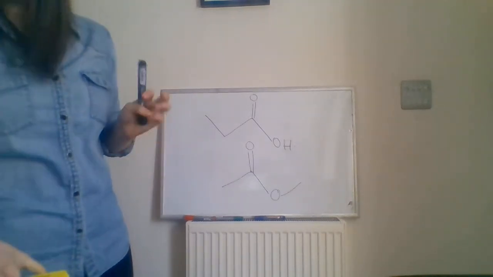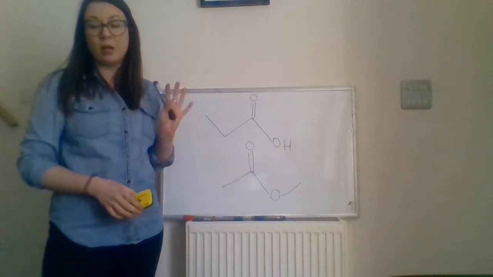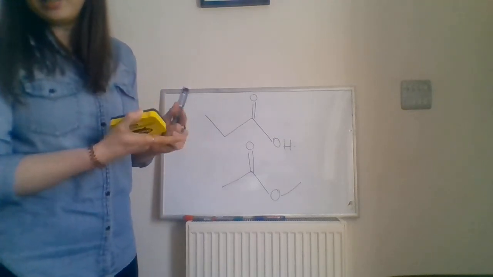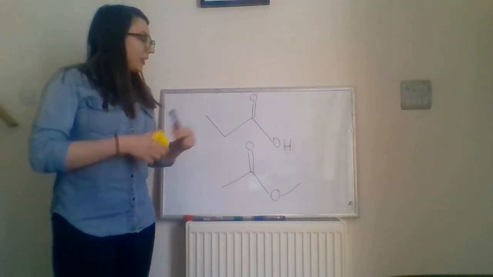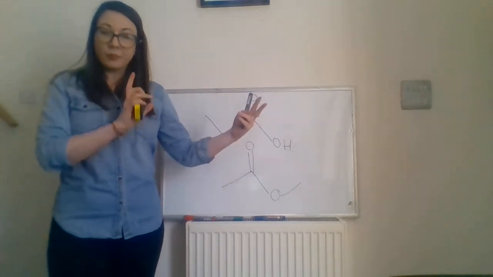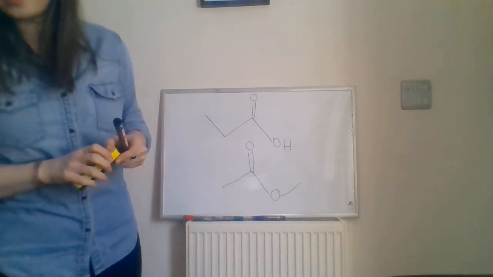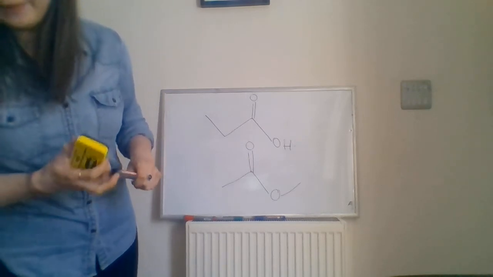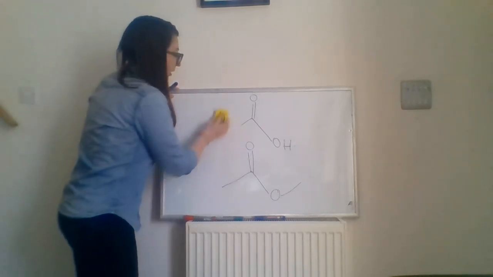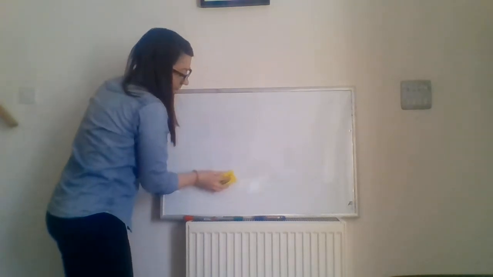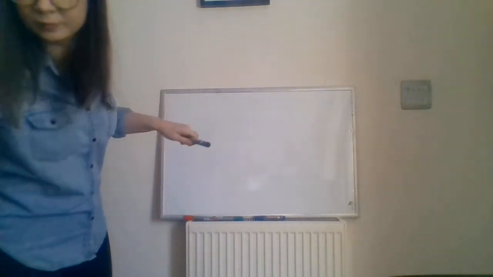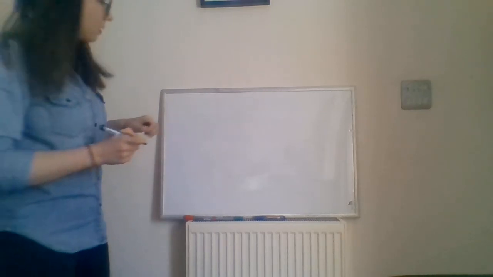So those are your 3 types of structural isomers. You've got the chain, the functional group and the position. The other category that our 2 other types of isomers fall into is this one. The next type that we have is a geometrical isomer.